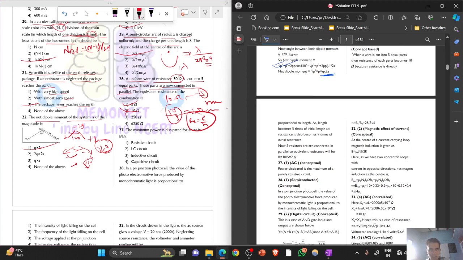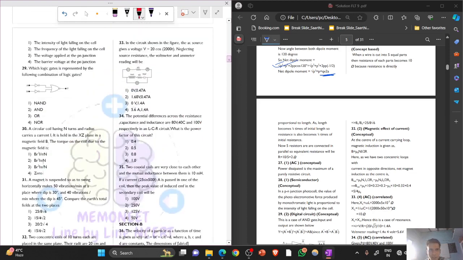Next question. The maximum power dissipated in an AC circuit is in the resistive circuit. Simply, the maximum power is always dissipated in the case of a resistive circuit. If the circuit behaves resistively, then there will be maximum loss of power. Moving ahead.